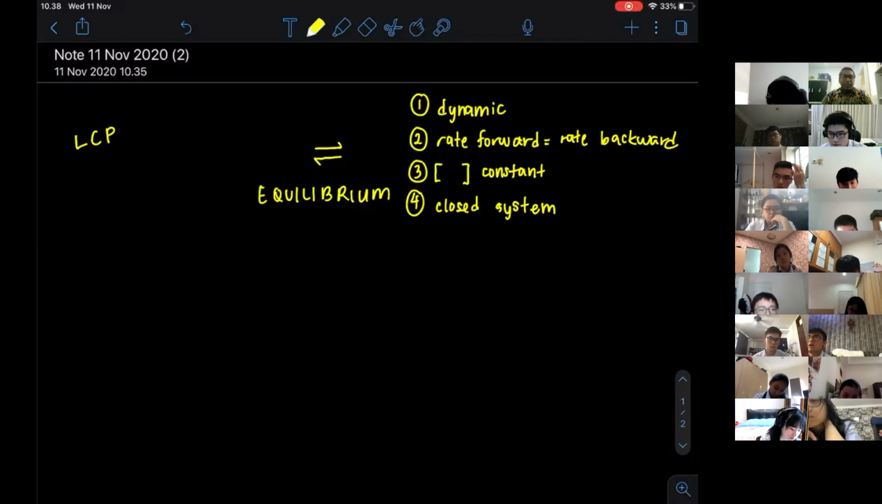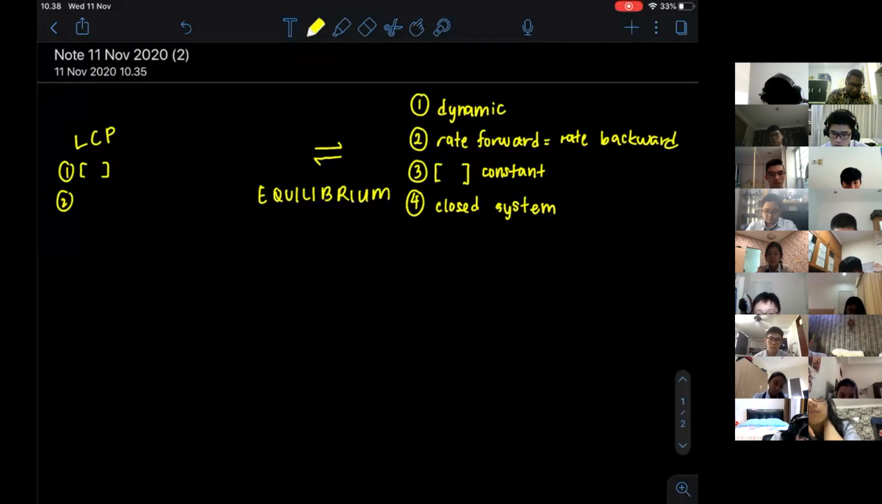According to this principle, whenever the system is at equilibrium and you disturb that equilibrium, whatever you disturb must be removed. So whatever small change you put into the system, that small change must be removed. How do you remove that? By shifting the position of the equilibrium. So LCP has stated the rule for concentration, the rule for pressure, and the rule for temperature.